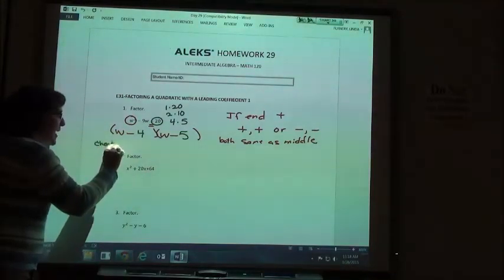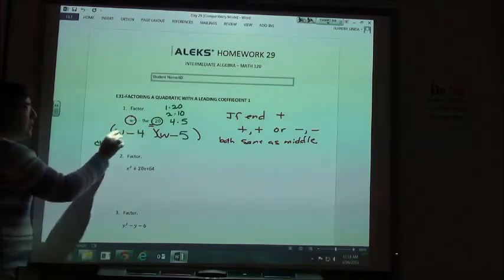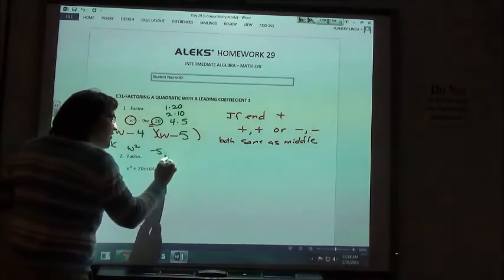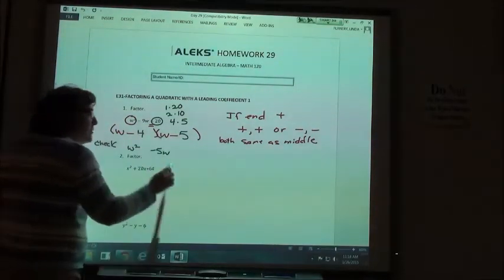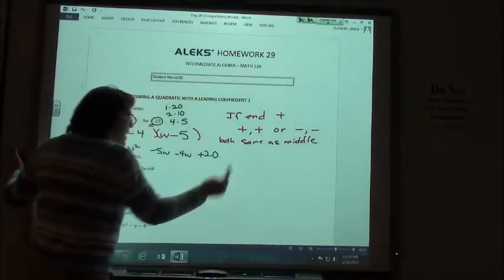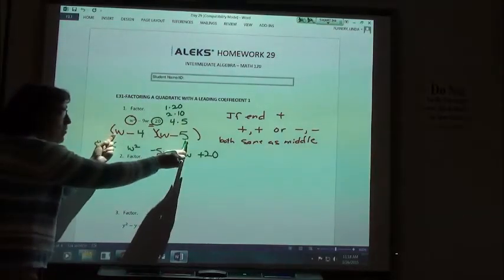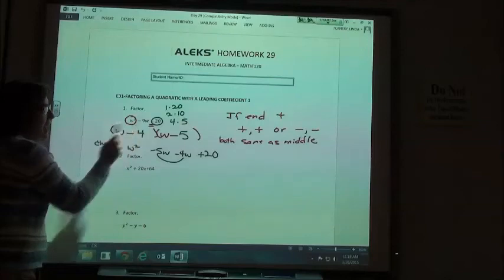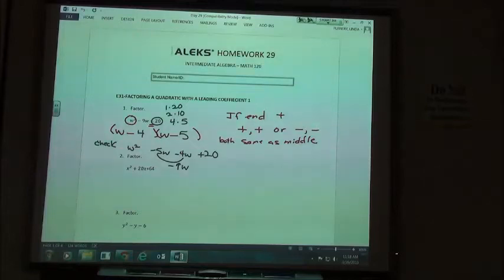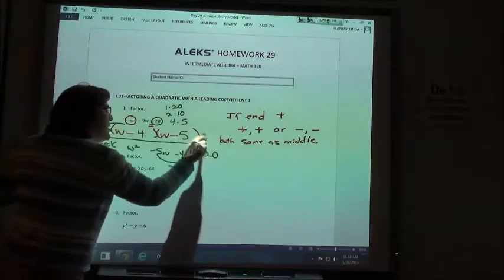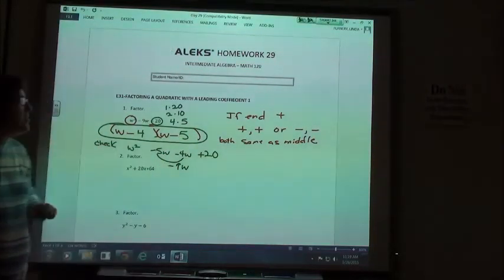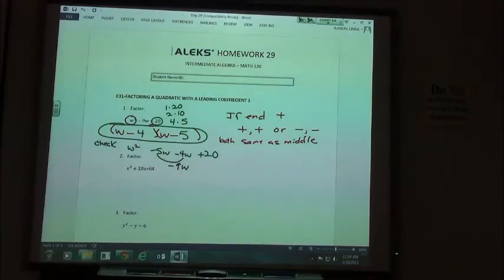If I wanted to check it, I would FOIL it out. W times W is W squared. W times a minus 5 is a minus 5W. Negative 4 times W is a negative 4W. Negative 4 times a negative 5 is a positive 20. Those two middle terms, the outside plus the inside, have to add up to the middle number here, the minus 9W, and it does, so it checks out that that's my answer. When you enter it in, yes, you do need the parentheses, so W minus 4 in parentheses times W minus 5 in parentheses. And that's going to be your answer.